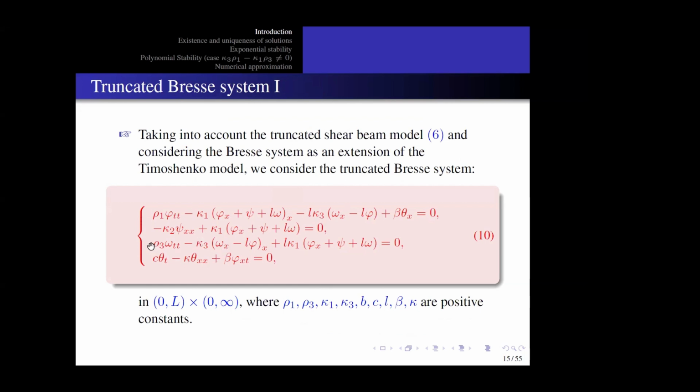So if you forget about this equation here for the time being, and you consider only this, without this, it is Timoshenko. But we know that Bresse is an extension. So motivated by that, we considered for the first time, to the best of our knowledge, a truncated or shear Bresse system. And we would like to see if we can have an exponential decay. Of course, before we talk about any stability or decay, better to make sure that we have the existence of solution and possibly uniqueness.